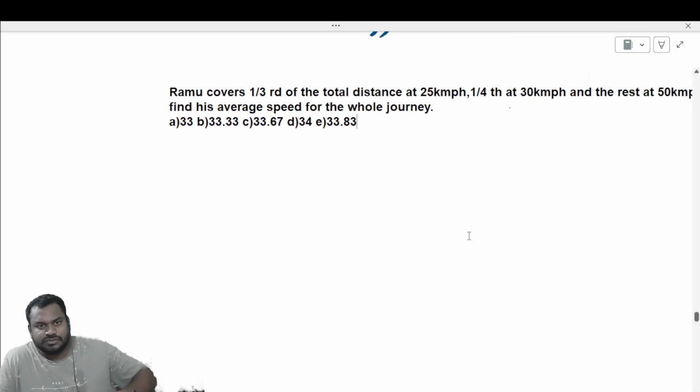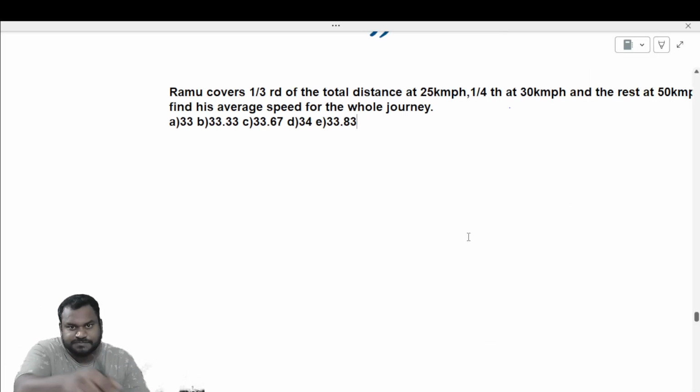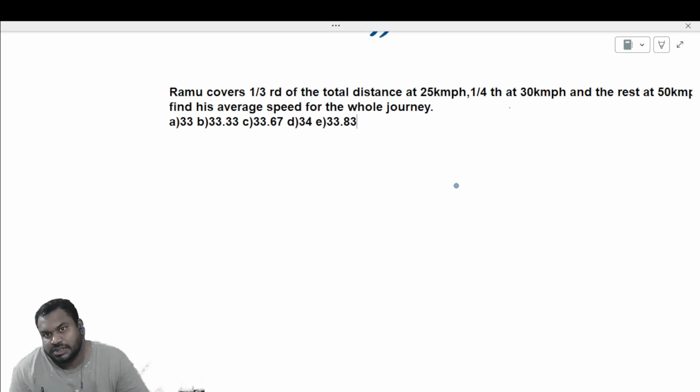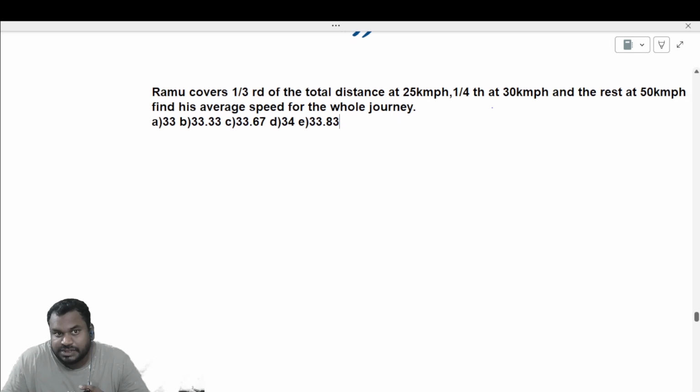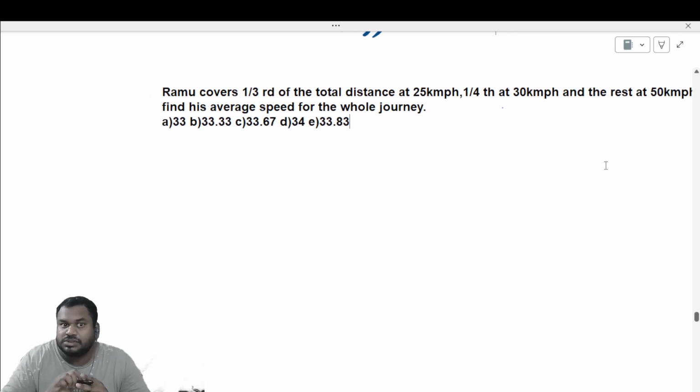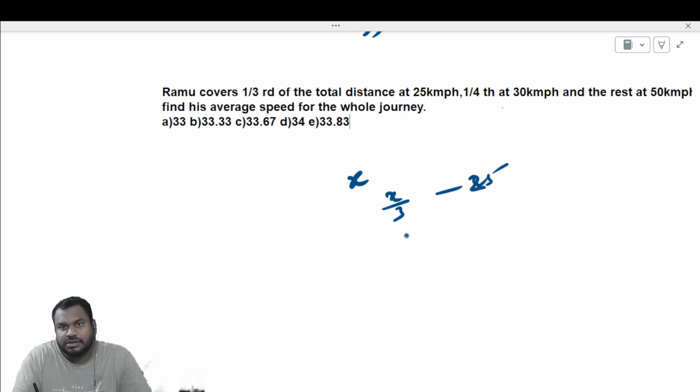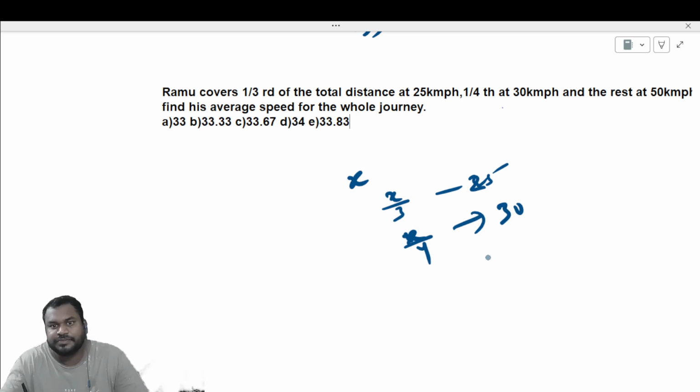Ramu covers 1/3 of the distance at 20 mph and 1/4 at 30 mph and the rest at 50 kmph. Find his average speed for the whole journey. So I'll assume the total journey as x. So x by 3 at 25 and x by 4 at 30 and the rest at 50.